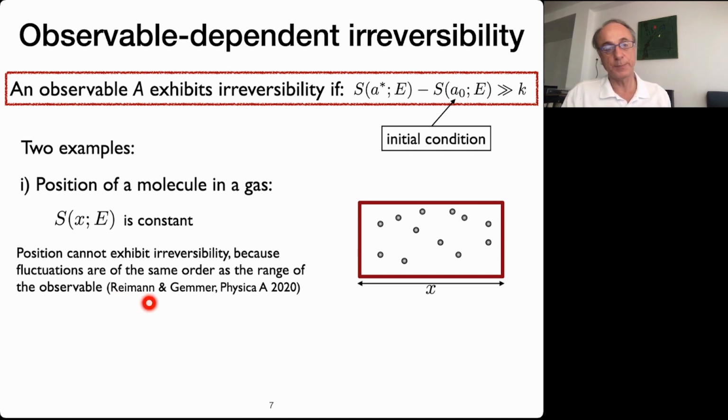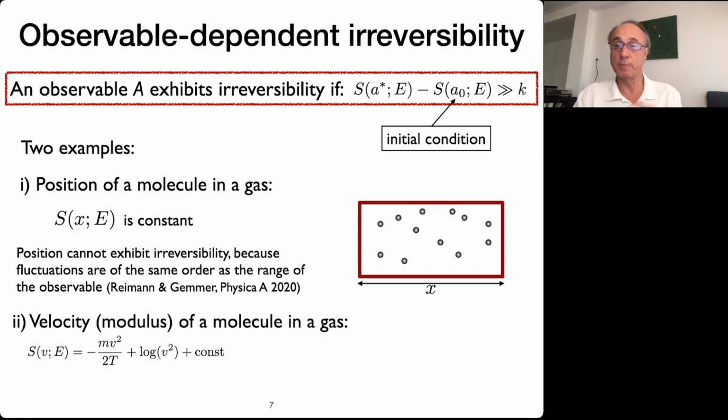It's worth mentioning that this condition, that the range of fluctuations must be much smaller than the range of the observable, is the same one that Reimann and Gemmer require for some properties of typicality in quantum systems. This is the first example of an observable that can never exhibit irreversibility and is microscopic. But this does not mean that all microscopic observables couldn't exhibit irreversibility. Suppose now the velocity of a molecule, let's say the modulus of the velocity.